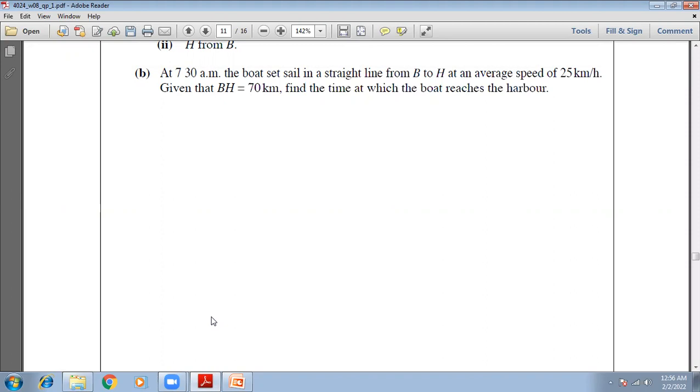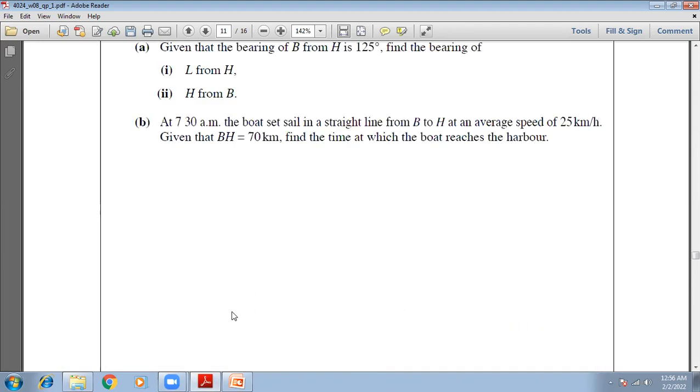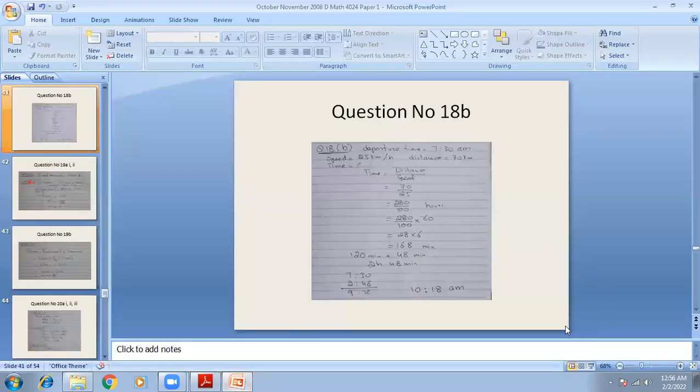Okay, so very simple. The distance is given, that's 70 kilometers. The speed of the boat is also given, that's 25 kilometers per hour. So I can find the time taken. Then I will convert that time in hours into hours and minutes, and that will be the time taken. So find the time at which the boat reaches the harbor. Okay, so let me show you my answer.